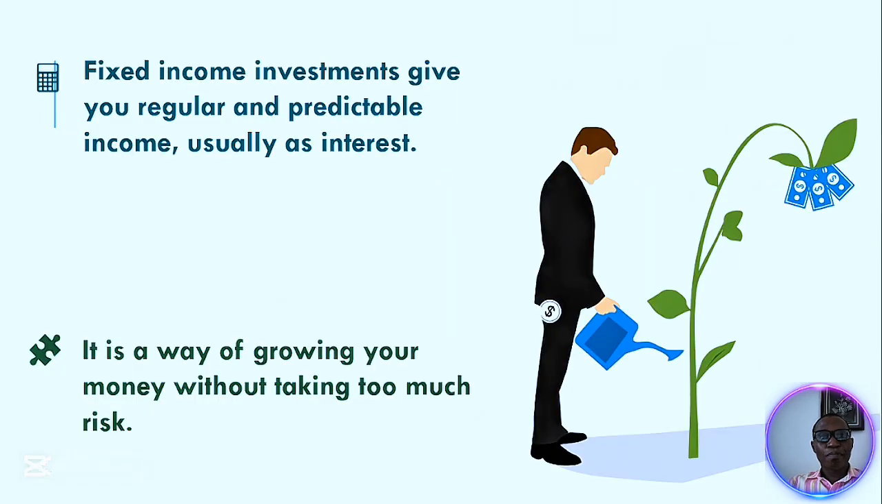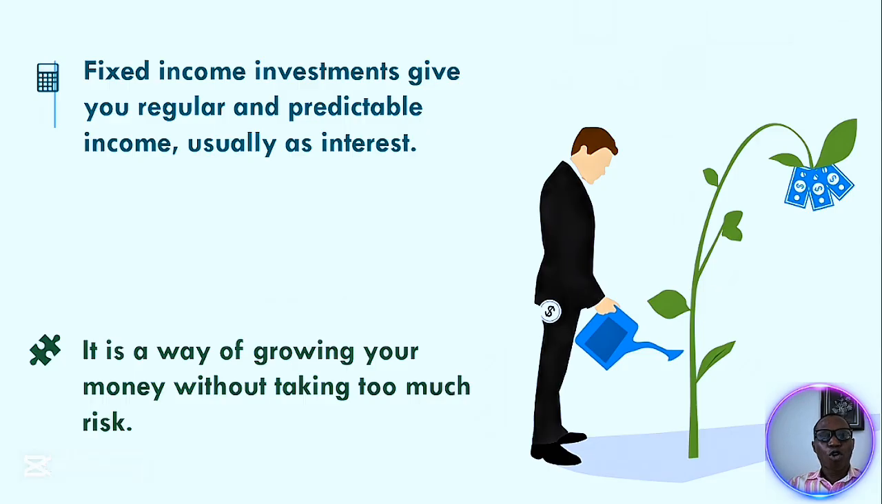Fixed income investments give regular and predictable income, usually as interest. It is regular and predictable, so you can predict it. It is not hinged on the performance of the market. It is not subject to the performance of the market. No, it is certain, it is predictable. You can bank on it. That's one thing about fixed income investments.